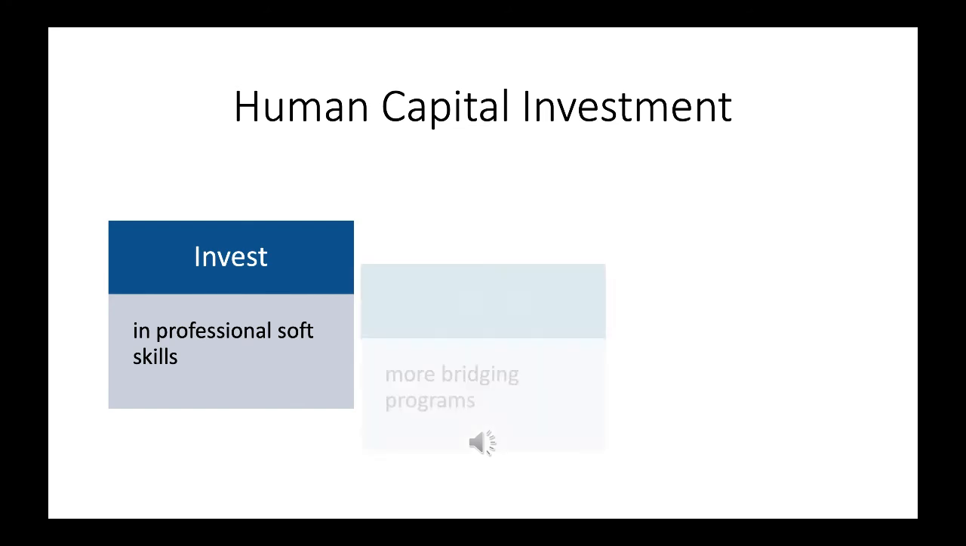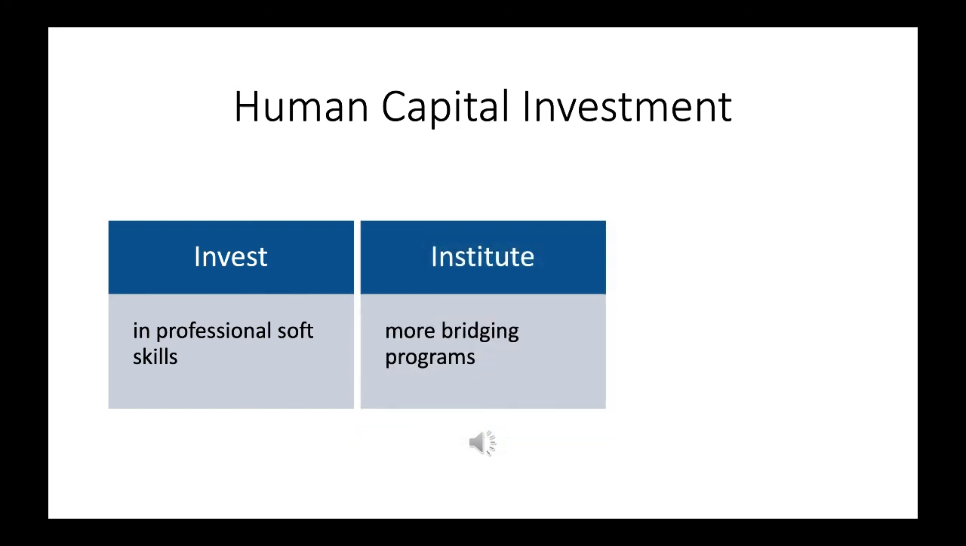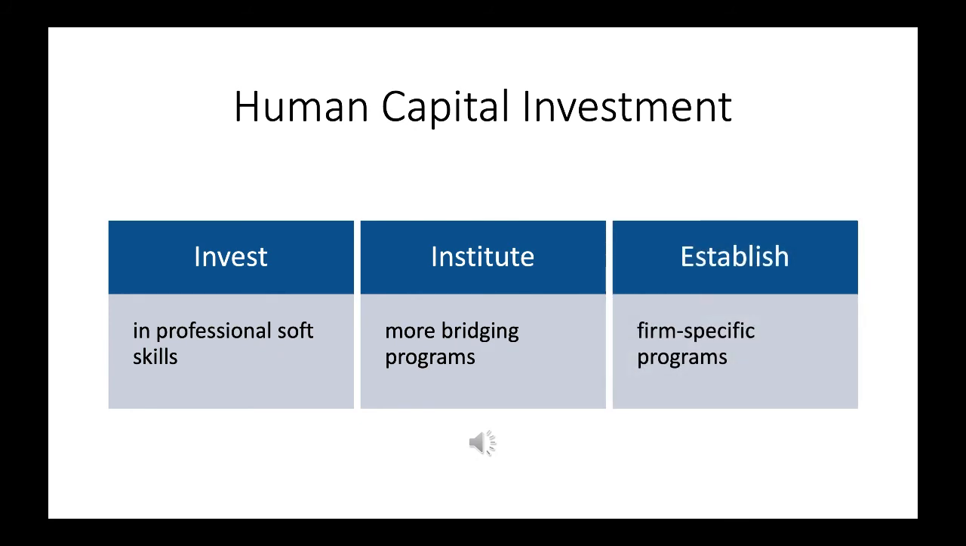The second is by installing more bridging programs within Canada, as a huge problem faced by migrants is lack of recognition of foreign credentials. The third is to invest in human capital for migrants through the establishment of firm specific programs that help migrants understand the industry they're working in and socialize them to the new setting.